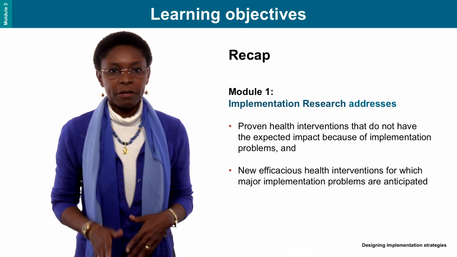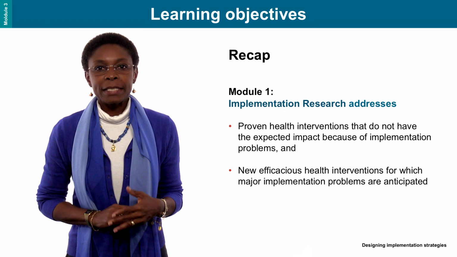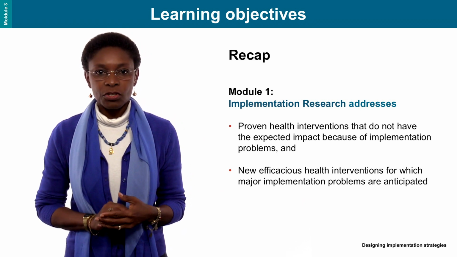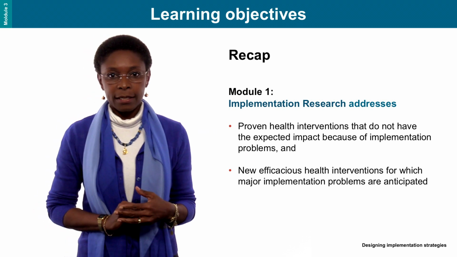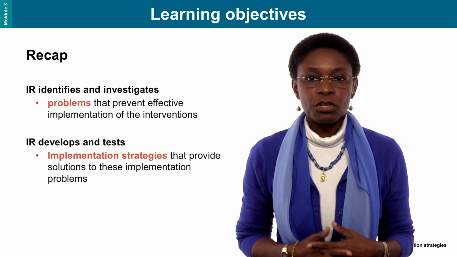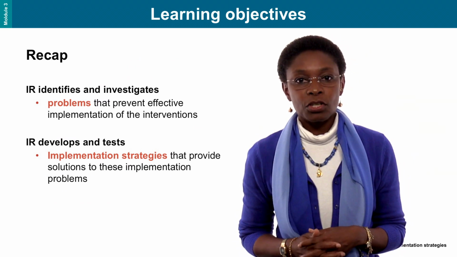To recap briefly, in Module 1, we explained the role of implementation research in addressing the challenge of getting efficacious interventions to those who need them. Implementation research does this through the identification of the barriers and in the development and testing of strategies to overcome these barriers.